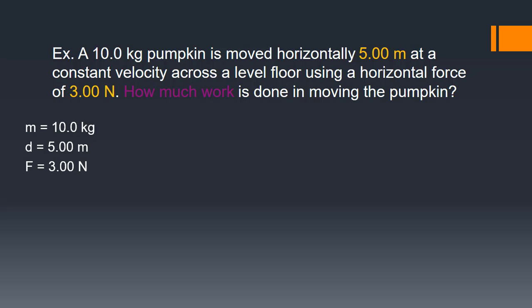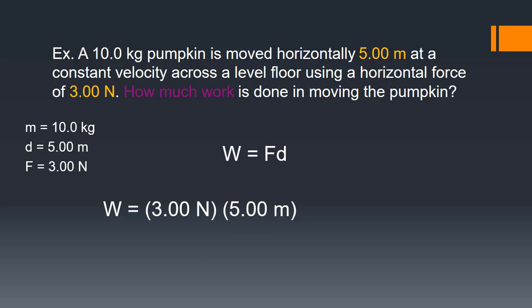It is important in these problems to determine what direction the motion is in, because that is the direction of the work. In this case, the pumpkin is moving in a horizontal direction, so the work will also be done in a horizontal direction. Remember that work is equal to the force times the distance. So from here, we just plug in the force that we use to push the pumpkin and the distance that it travels in that direction, and we end up with 15 newton meters, or 15 joules of work being done on the pumpkin.